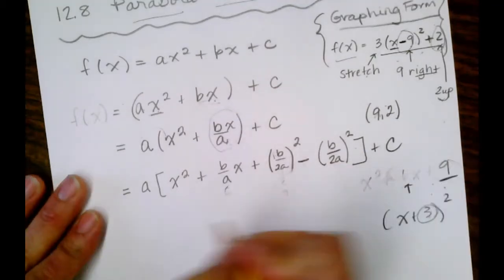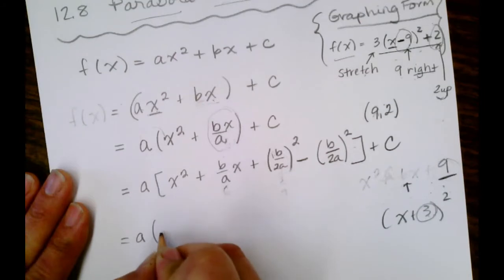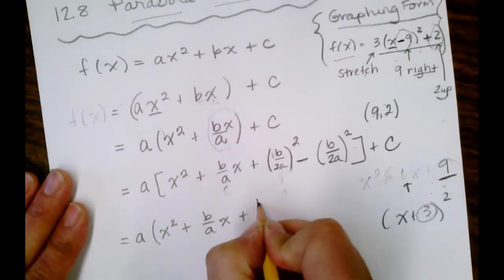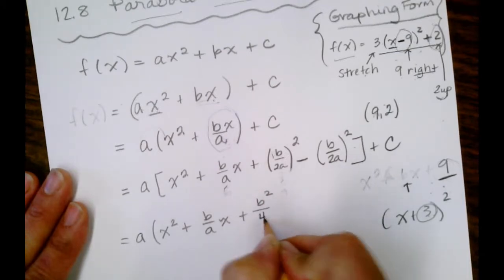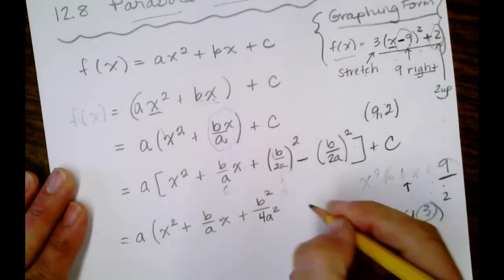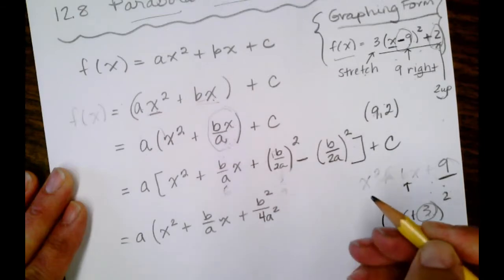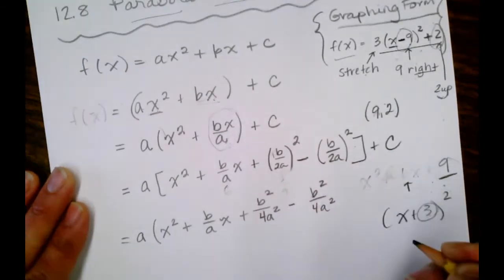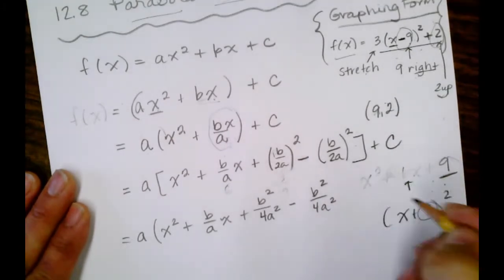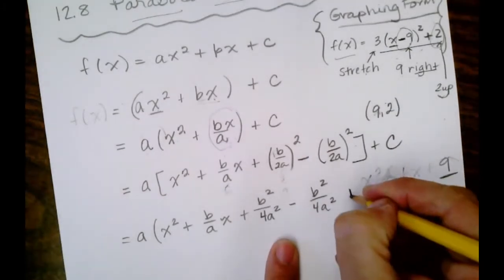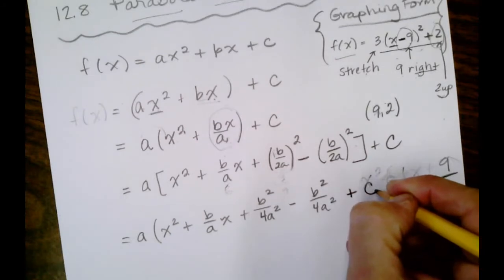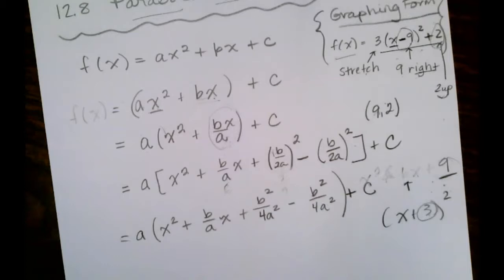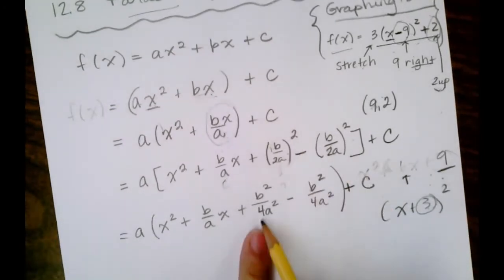Okay, now I'm going to square these terms. So I have a times x squared plus b over a x plus b squared over 4a squared, because I squared the b and I squared the 2a, minus b squared over 4a squared. I'm going to just do 1 step right now. So I've squared these 2 terms.